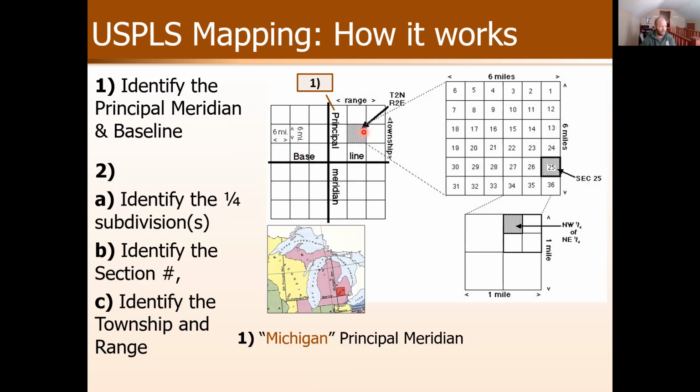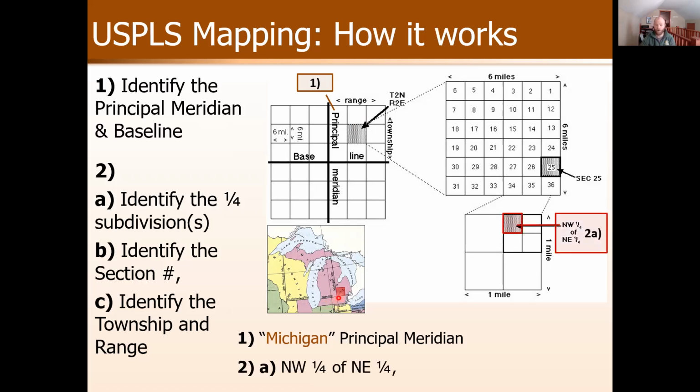Here's that corner, and here's where we're going to be. And so we're going to go north by 1, by 2, and then east by 1 and by 2. And so our township is 2 north and range 2 east, according to this map in our Michigan meridian right here.